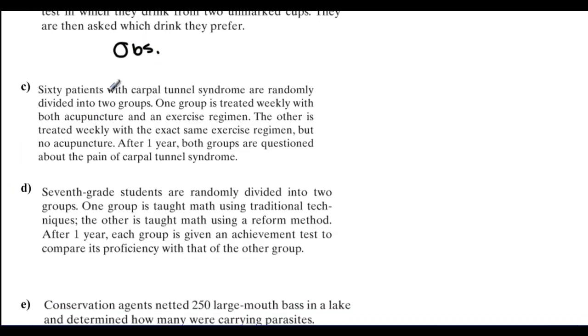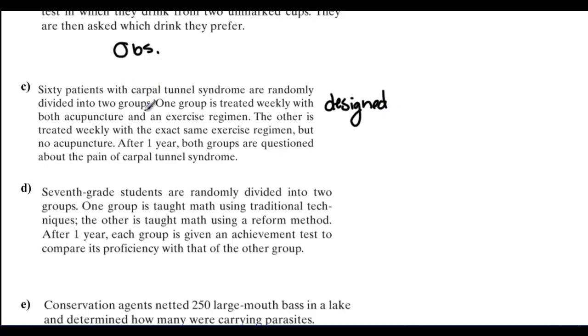For C, 60 patients with carpal tunnel syndrome are randomly divided into two groups. One group is treated weekly with both acupuncture and an exercise regime. The other is treated weekly with the exact same exercise regime, but no acupuncture. After 1 year, both groups are questioned about the pain of the carpal tunnel syndrome. So this one is very clearly a designed experiment.